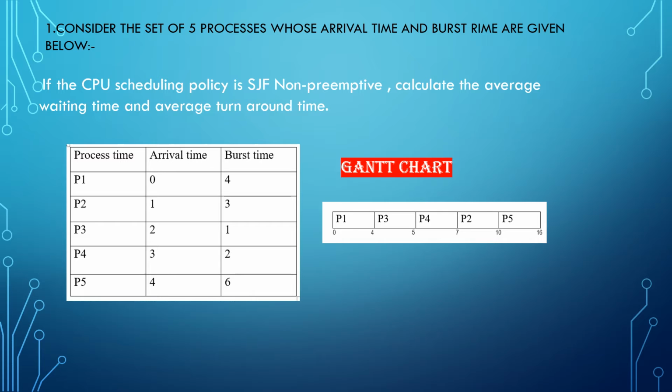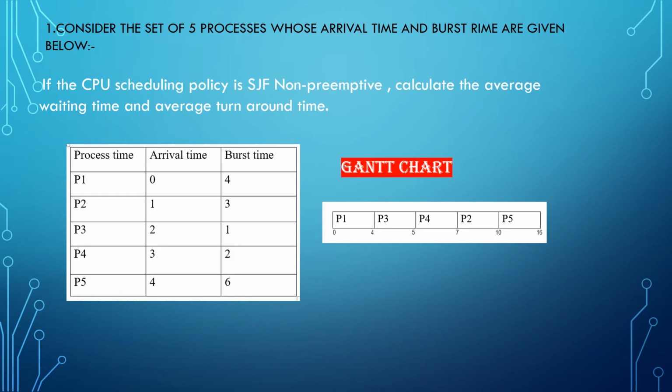Now we'll start with process P1 as it has arrival time 0. So we'll allocate P1 first and mention 0 here. It will complete in the burst time of 4 milliseconds, so we'll mention 4 here. Next we'll go according to the burst time, because as we have seen in the SJF non-preemptive definition, it works according to burst time. After P1, the process which comes next is P3, because it has arrival time 1 and the smallest burst time of all. So we'll allocate P3 next.